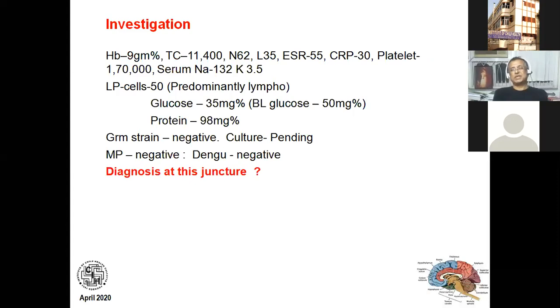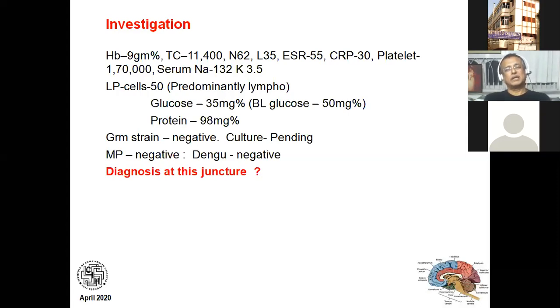So next day, the investigation results have come. Hemoglobin was 9, total count was 11,400 with 62% neutrophils. CRP was 30, slightly raised. Platelet was nearly normal, 1,70,000. Sodium and potassium were normal. And LP was done, which showed 50 cells, predominantly lympho. Glucose was 35, concurrent blood glucose was 50. Protein was slightly raised, normal range is 40 to 80, it is 98. Gram stain was negative, culture report pending, and malaria parasite was negative, and dengue was negative.